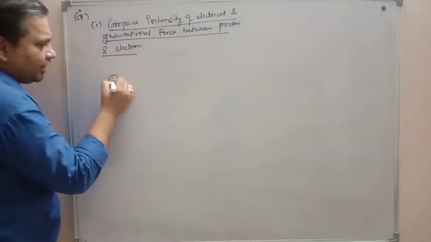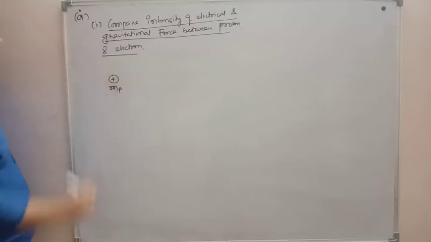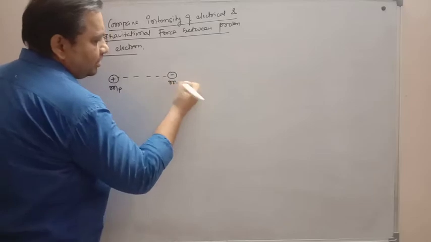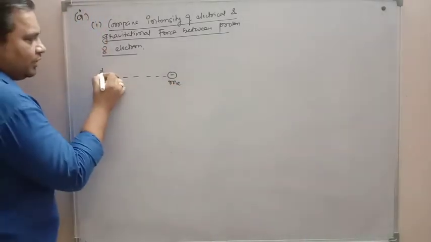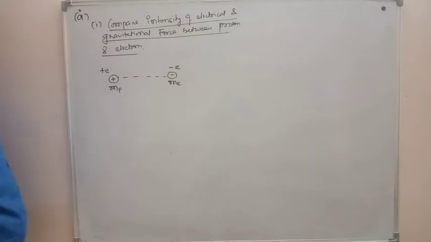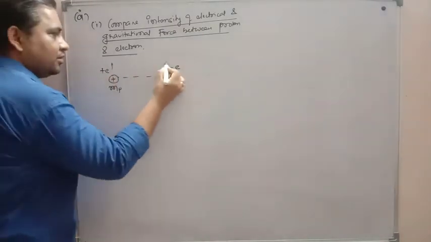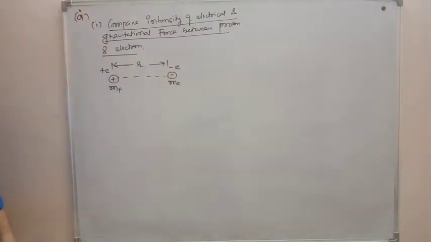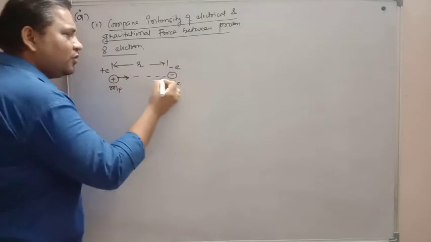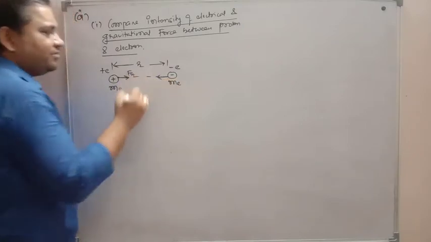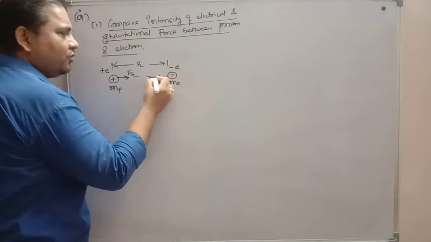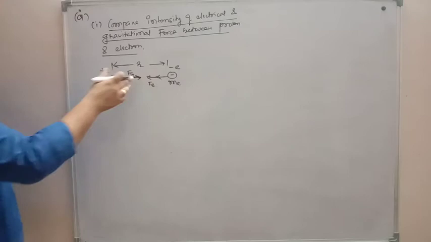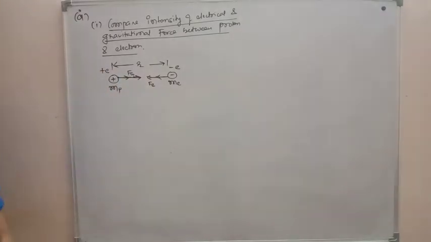So let us consider you have a proton with mass mp, and this is an electron with mass me. One has charge plus e, the second has charge minus e. The distance between both of them is say r. Then gravitational force is an attractive force Fg, and electrical force is also an attractive force, Fe. We have to compare the magnitude of these forces.